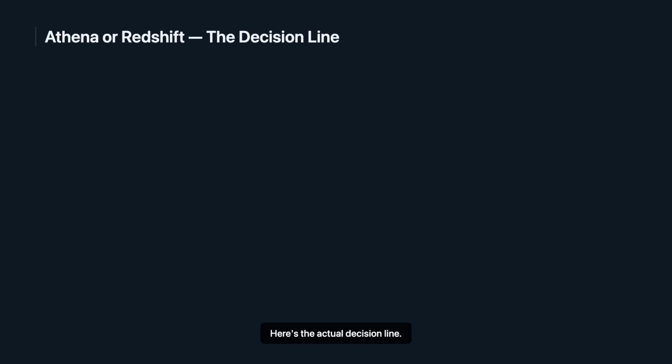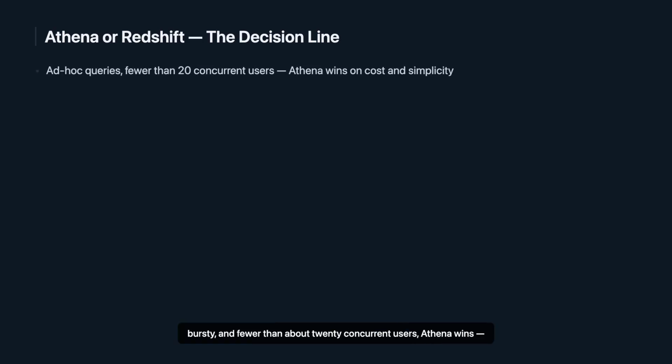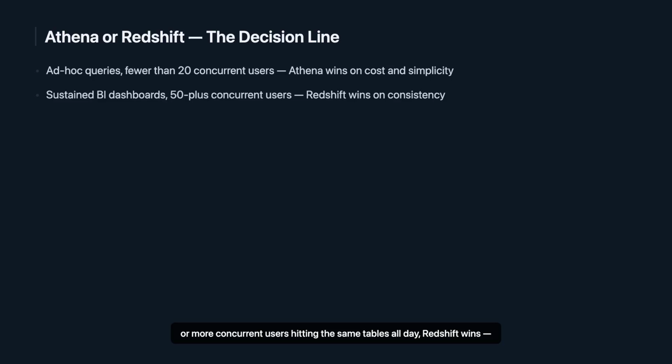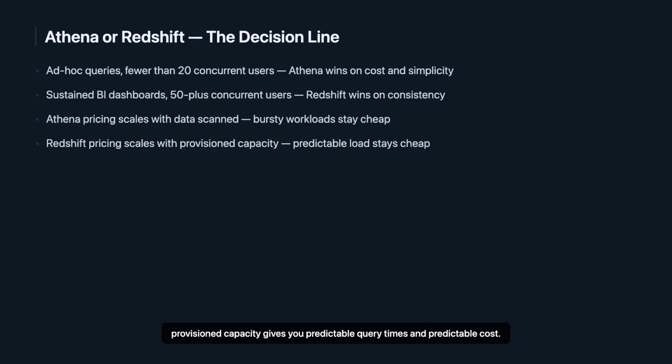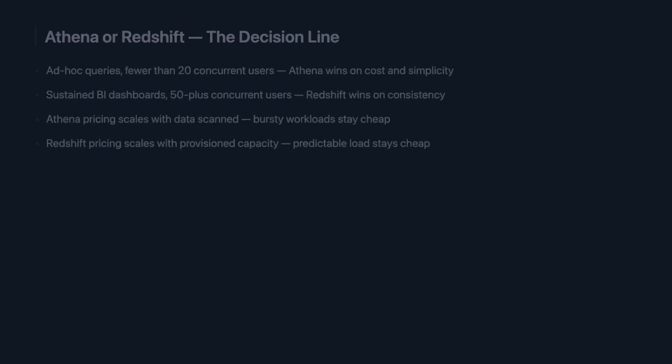Here's the actual decision line. If the workload is ad hoc, bursty, and fewer than about 20 concurrent users, Athena wins. You pay only for the bytes you scan, and there's no cluster to keep warm. If the workload is sustained business intelligence dashboards with 50 or more concurrent users hitting the same tables all day, Redshift wins. Provisioned capacity gives you predictable query times and predictable cost. The inflection point is concurrency and consistency, not data size.